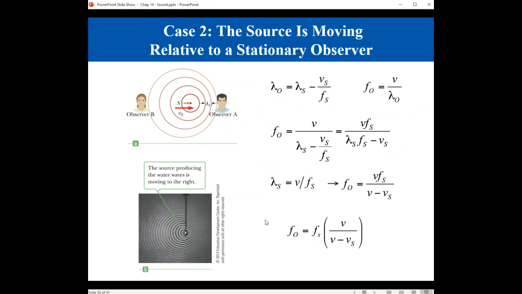If the source is moving, then we need to take the velocity of the source into consideration. So here, if the observer is at rest and the source is moving, the observed frequency can be calculated from this equation. If the source is approaching the observer, the frequency will be higher, the pitch of the sound will be higher, and calculated from this equation, v divided by v minus vs. V is the speed of sound and vs is the velocity of the source.